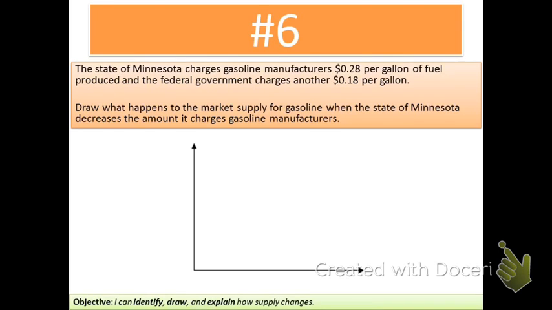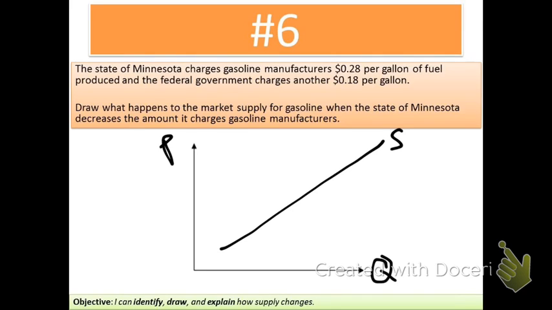Number 6, the state of Minnesota charges gasoline manufacturers a certain amount of tax. That tax is paid by the producers. And so draw what happens to the market supply for gasoline when Minnesota decreases the amount it charges gasoline manufacturers. So we would draw our graph.